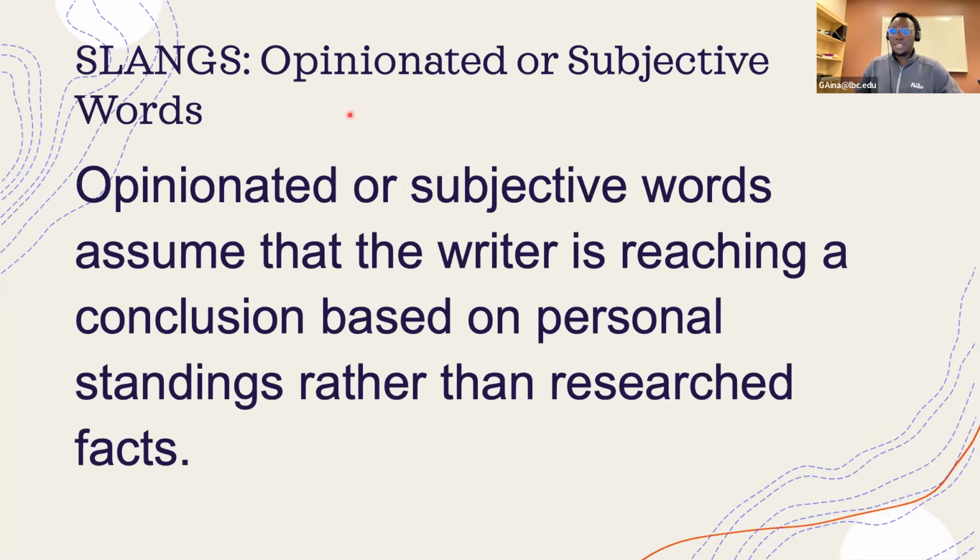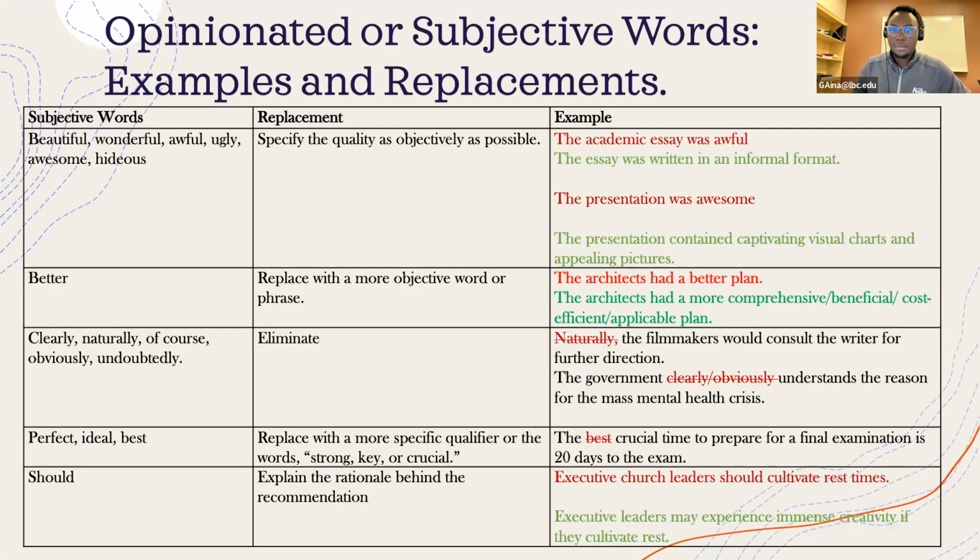So another type of slang is opinionated or subjective words, right? Opinionated or subjective words assume that the writer is reaching a conclusion based on personal standings rather than reason. Academic writing is evidence or fact based. You're not drawing conclusions based on your own personal opinions, but on researched facts, right? So try to avoid adjectives such as beautiful, wonderful, awful, ugly, awesome, or hideous, right? Instead, specify the quality as objectively as possible.